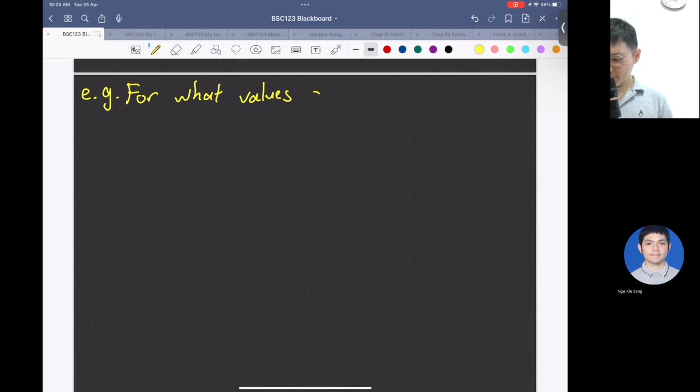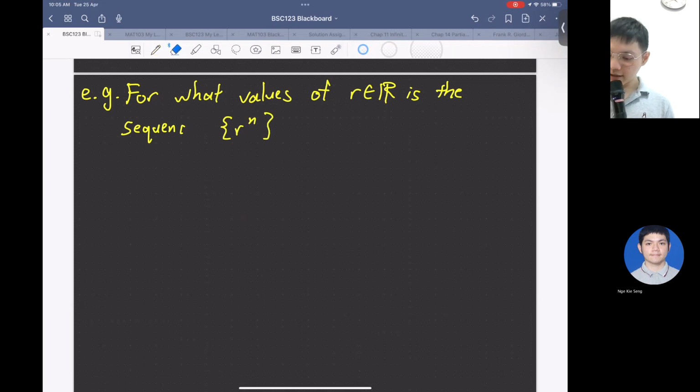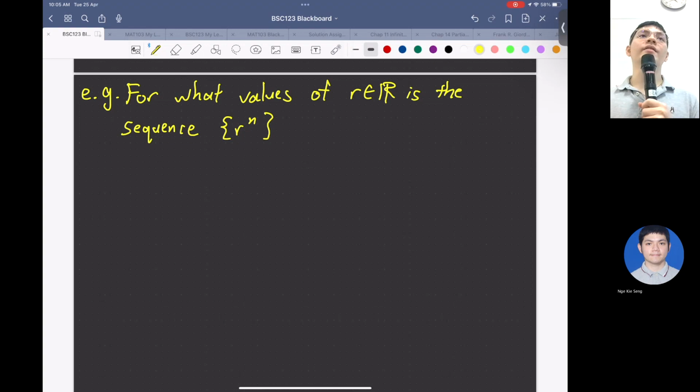Okay, so the next example is kind of crucial. You'll keep seeing this again and again and again. So make sure you know what is going on. So let's consider r to the power n. Okay, you fix an r in the real numbers, and then you take the power of this number, and then see when it converges.